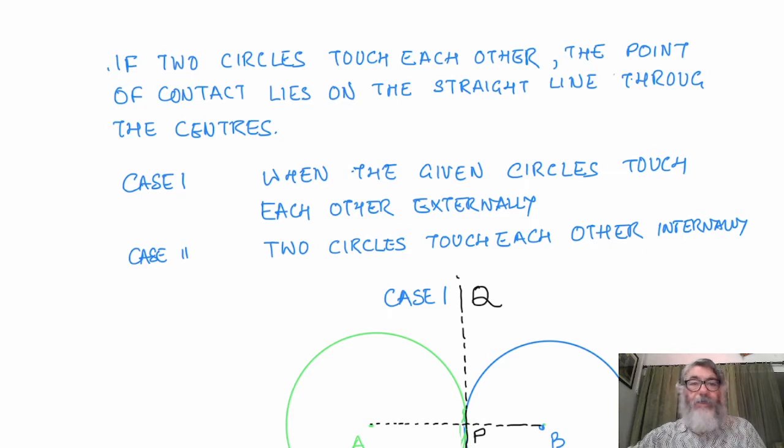Okay, let's look at the next theorem. What we are doing is, it says that two circles touch each other. The point of contact lies on the straight line through the center.